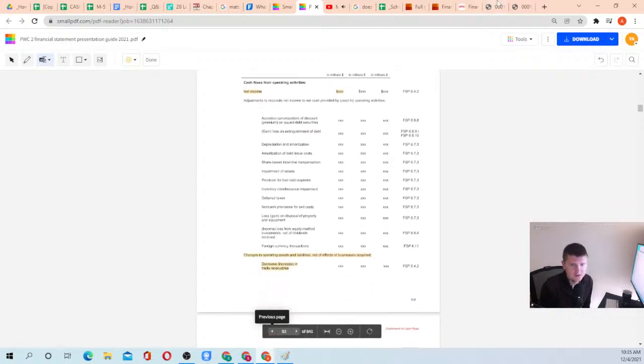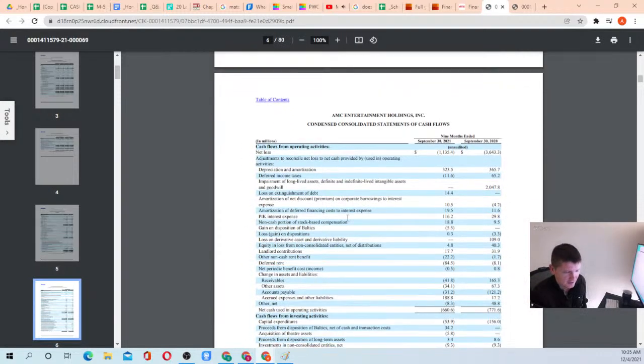Let's take a look at the AMC example. In the indirect method, we start with our income for the period, or in AMC's case, it's net loss. And then we adjust that net loss for some non-cash items like depreciation and amortization. Of course, we need to know what our non-cash items are: deferred income tax, loss on extinguishment of debt, amortization of net discount premium on corporate borrowings.